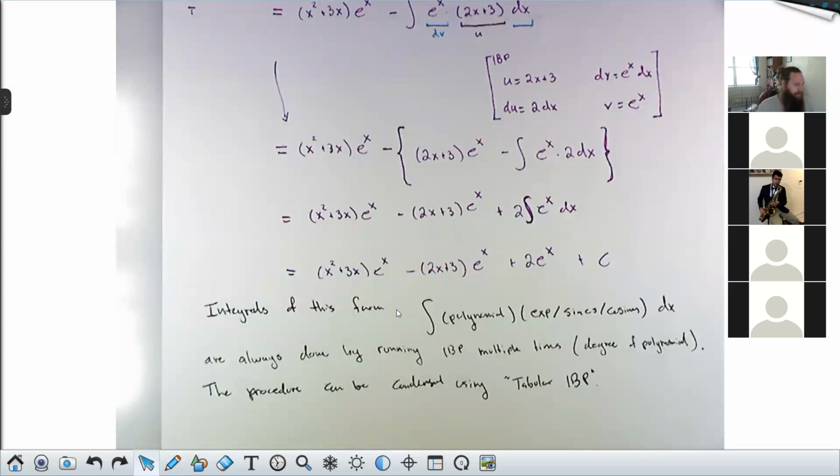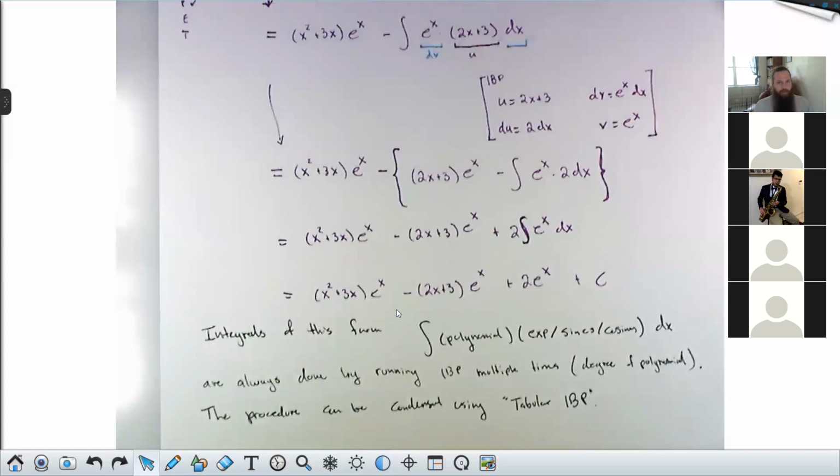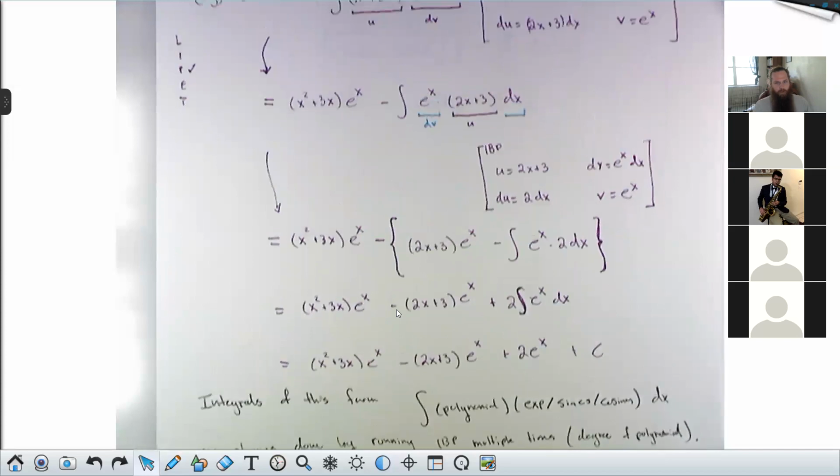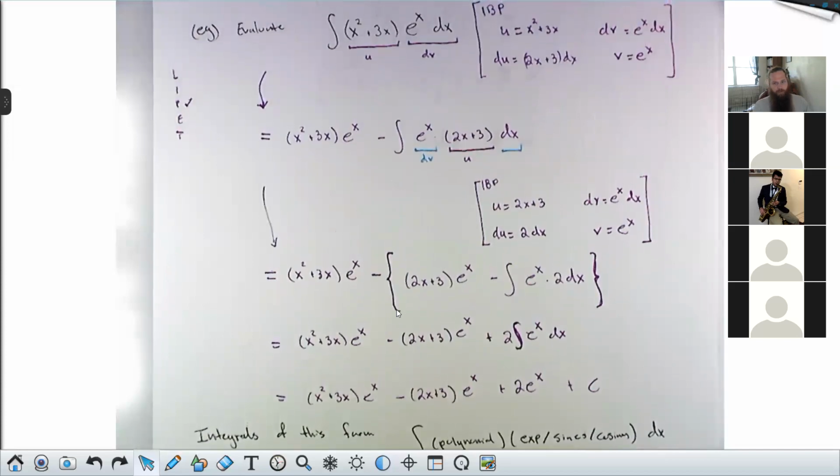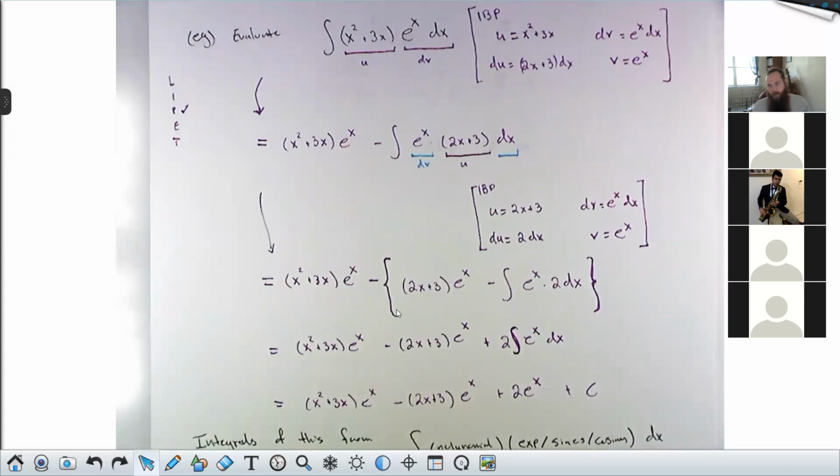So yeah, tabular IBP is a thing. It's not necessary. You can always do exactly what we did here. And on a test, this is what I would expect from you. But if you want to self-teach tabular IBP, you're welcome to do that. Any questions on how we were able to evaluate this integral? Why we got this answer?